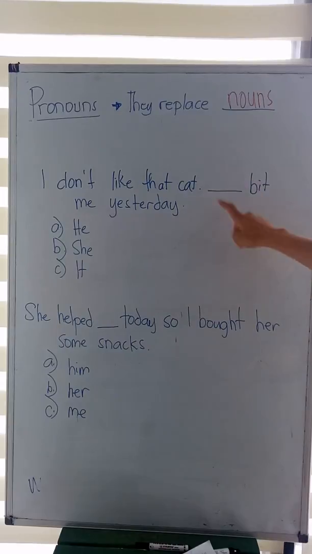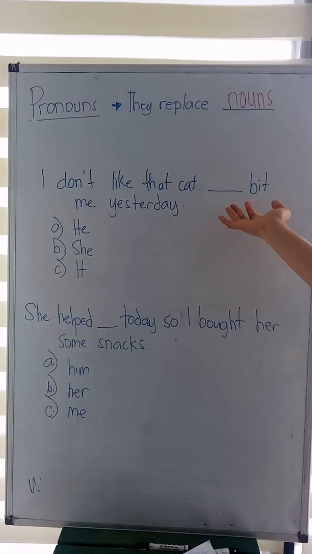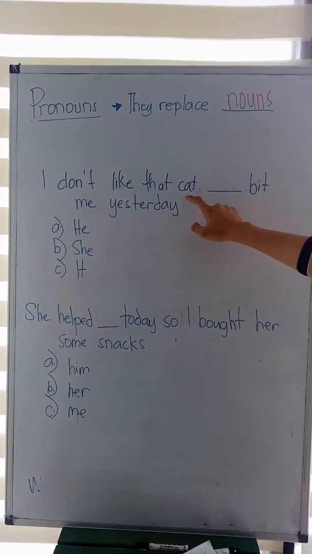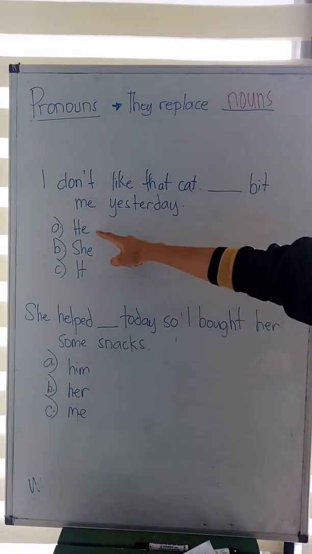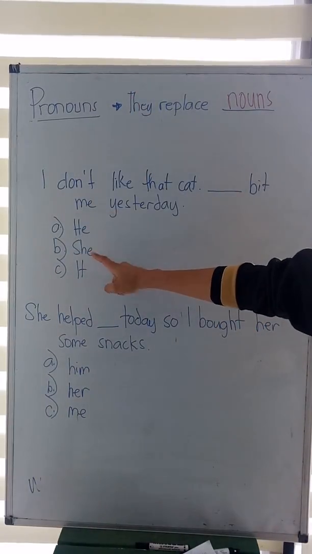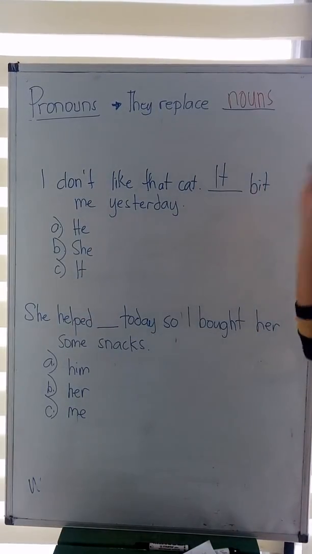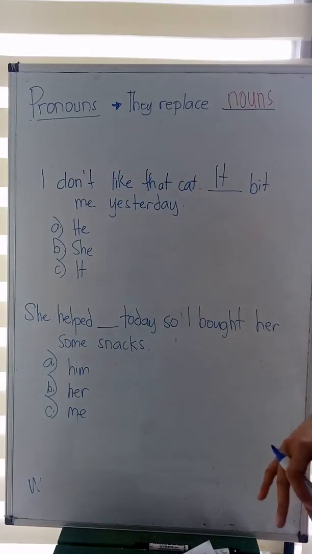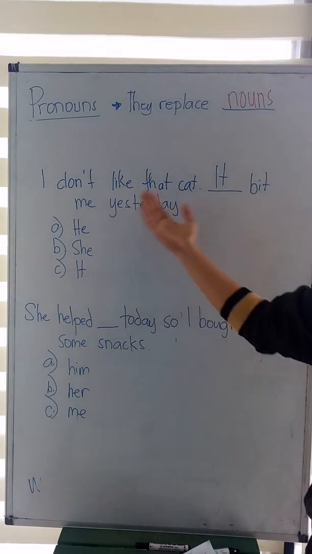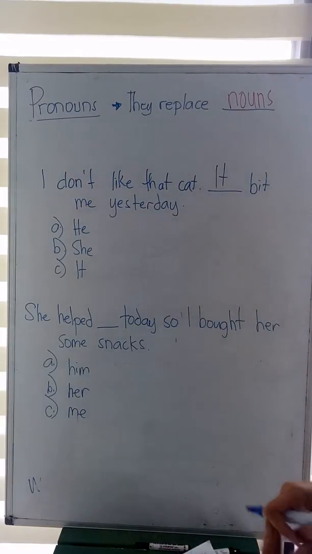So what are we talking about here? What is it asking? It's asking for a subject pronoun. So what bit you yesterday? We're talking about the cat. So which subject pronoun is appropriate to use for cat? Are we going to use he? Are we going to use she? Or are we going to use it? Of course, the answer here is it. So always check the sentence and understand what we are talking about here. Because of course, you can always say, he bit me yesterday, she bit me yesterday. But if you read the sentence, it doesn't make any sense. That's why please do understand the sentence.